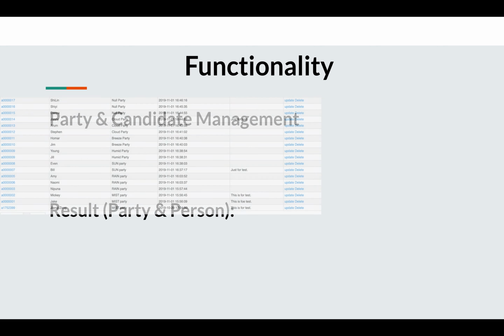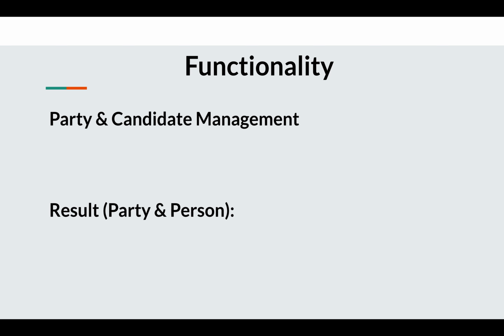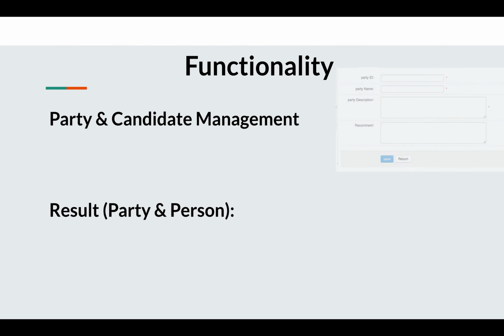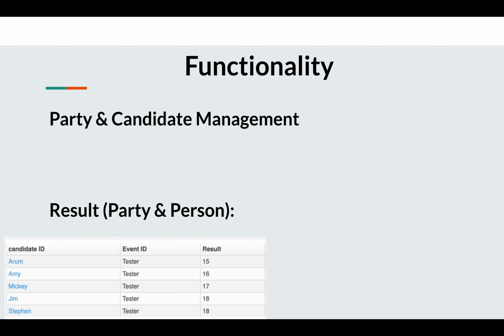And there are 2 more functions about party and candidate management, and results for the party and person. In terms of party and candidate management, there are lists to manage party and candidates. And this form is to add a new party, and managers can input certain necessary messages here. And there are similar forms for candidate as well. For the page of the result, the system will calculate the sum result according to the party's ID and event ID for each party and candidate.